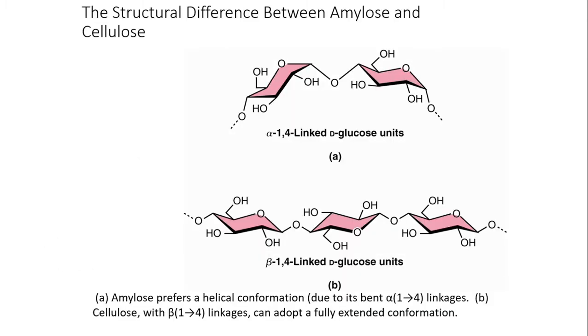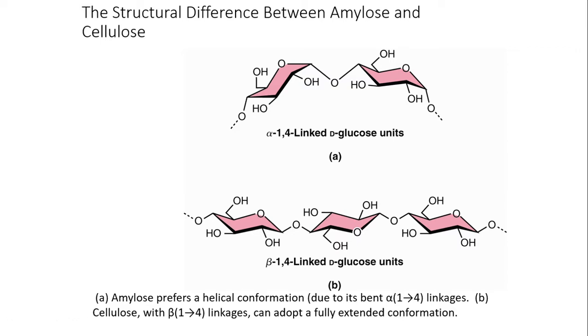So this is a comparison of the structural differences between amylose and cellulose. This structure shows that amylose is really not linear as it looked when we viewed it previously. It forms this kind of helical shape. So this will come up in here. Cellulose is linear. So this is helical, this is linear.